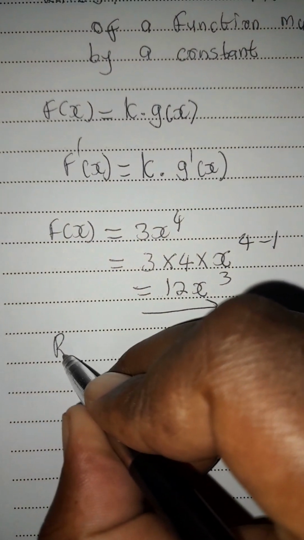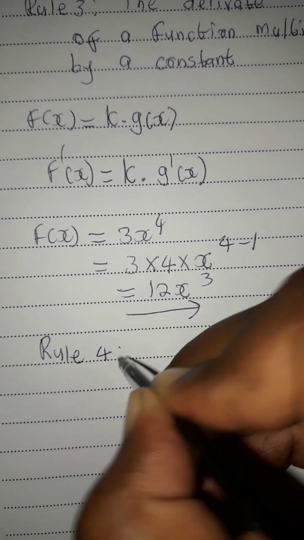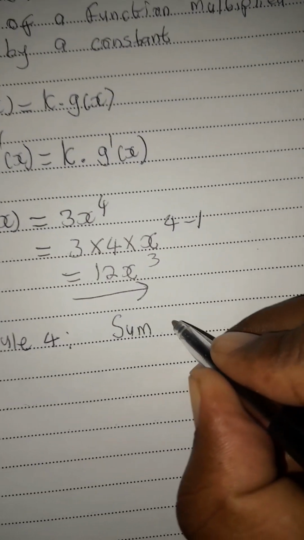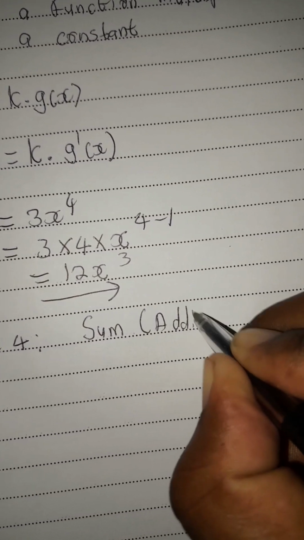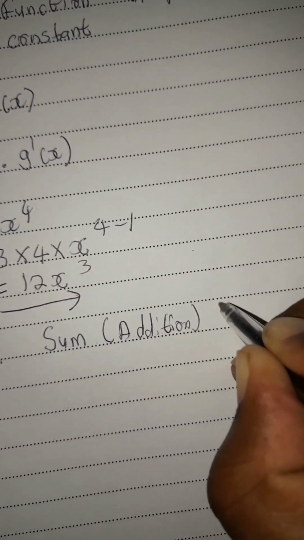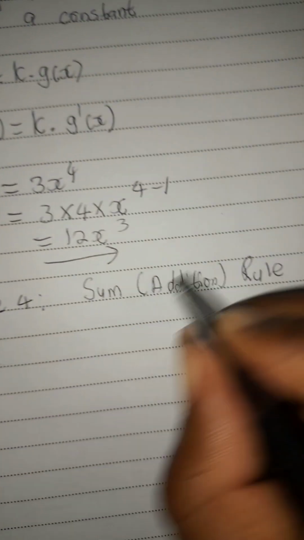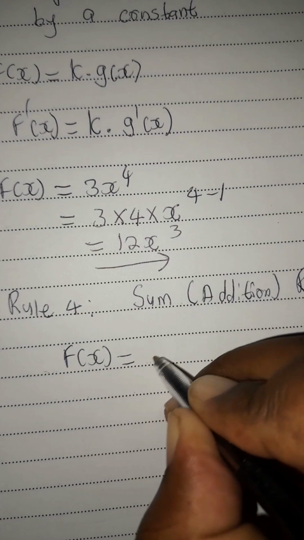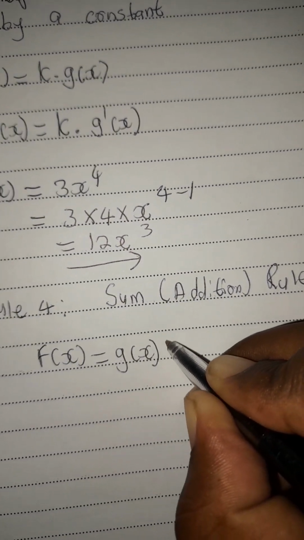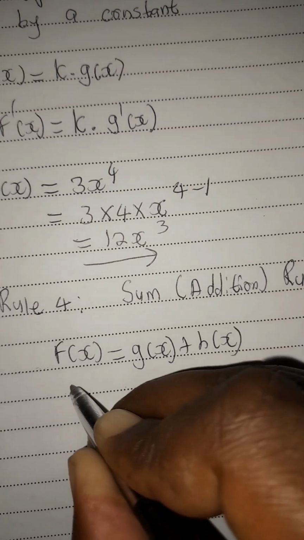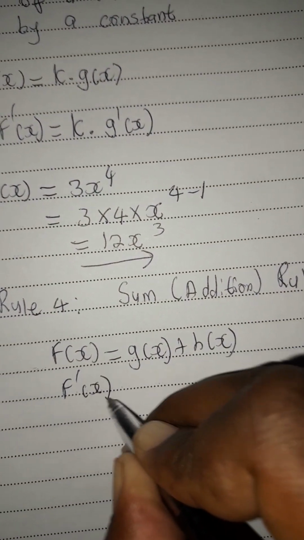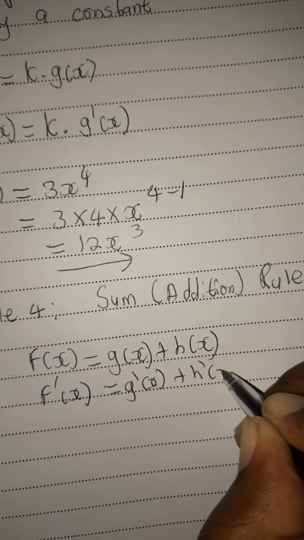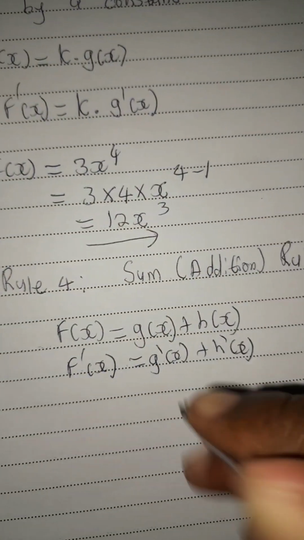Let's consider rule 4. Rule 4 is the sum rule, or what we call the addition rule. Let's say we have a function f of x equal to a function g of x plus a function h of x. So what will be the derivative? The derivative of f of x is equal to the derivative of g of x plus the derivative of h of x. Okay, without wasting time, let's put this into practice.